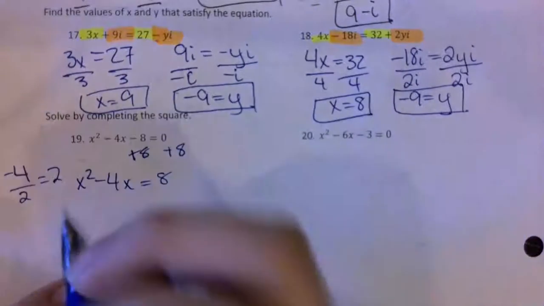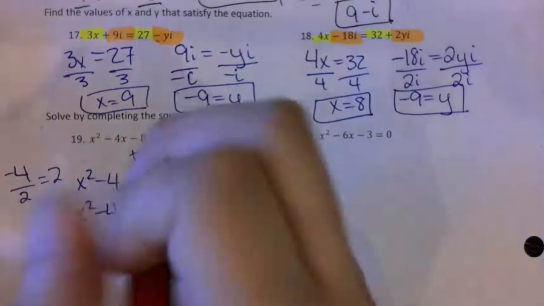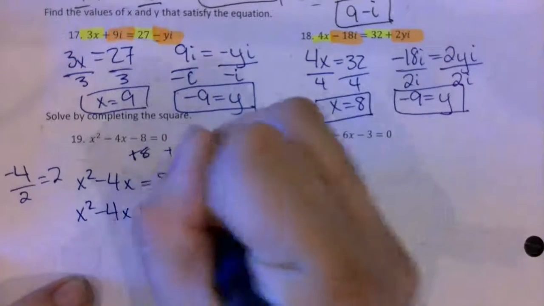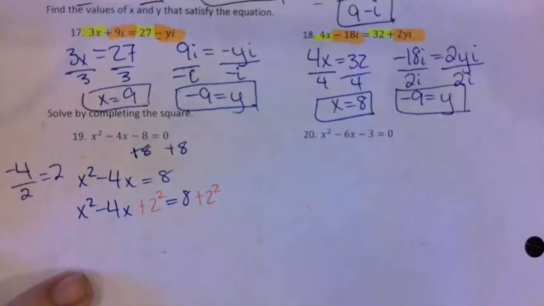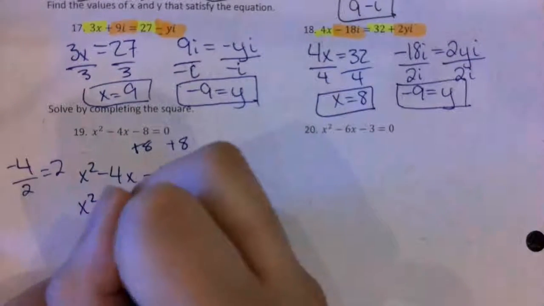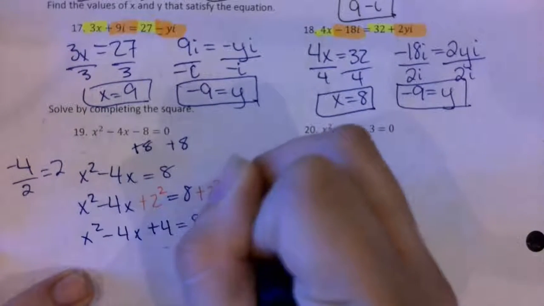I should have done that in red. I'm going to add 2 squared to both sides, because what I add to one side, I have to add to both. Then I get x squared minus 4x plus 4 equals 8 plus 4.